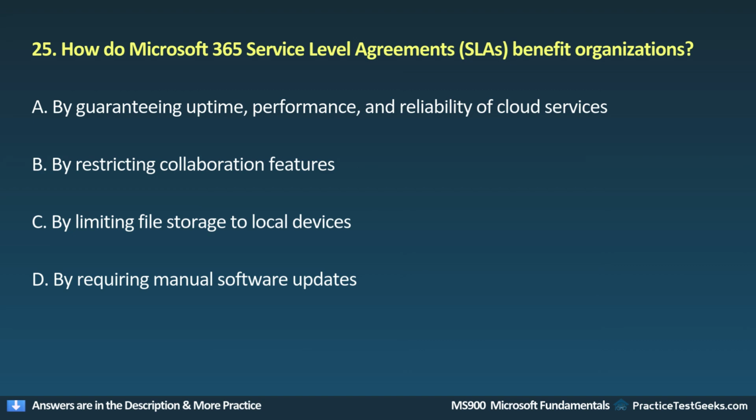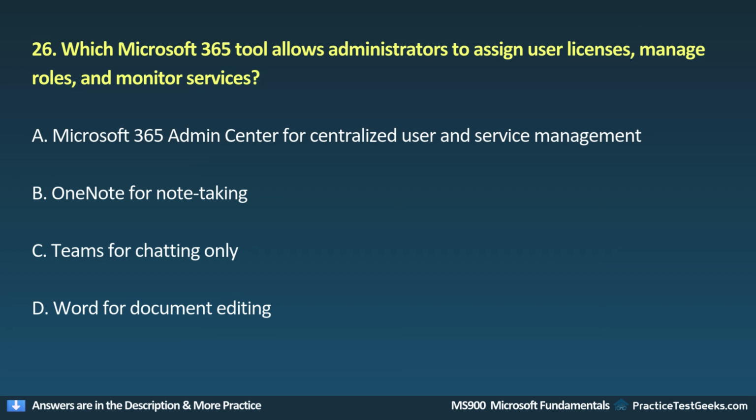A. By guaranteeing uptime, performance, and reliability of cloud services. B. By restricting collaboration features. C. By limiting file storage to local devices. D. By requiring manual software updates. 26. Which Microsoft 365 tool allows administrators to assign user licenses, manage roles, and monitor services?